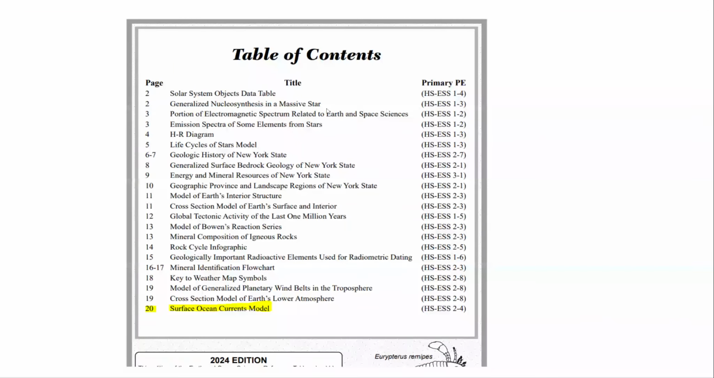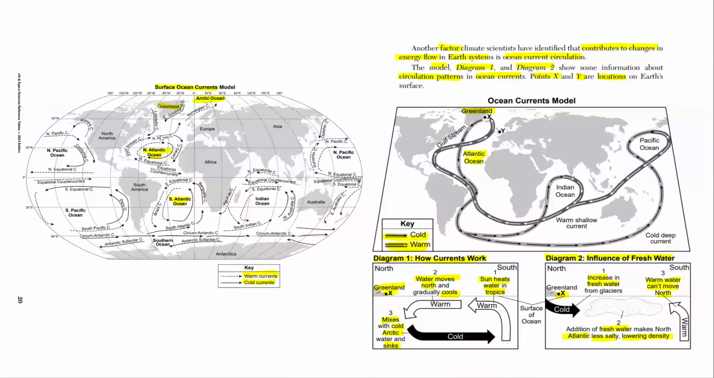Let's also check the reference table really quickly, as always, and I see that page 20 shows me the surface ocean currents model. If I go there, I see that here's the North Atlantic, here's Greenland, the Arctic Ocean is over here, and this is also the South Atlantic Ocean. We also have warm and cold ocean currents, and it's showing me the circulation near the tropics. The warm water is moving, which is in dotted arrows, towards the north, and cold water, the bolded arrows, is moving towards the south, and we see the circulation happening.